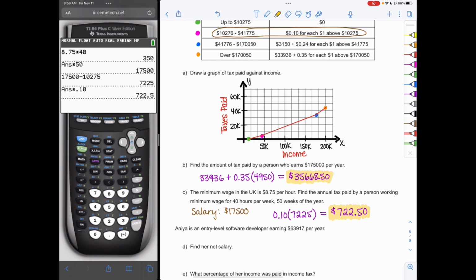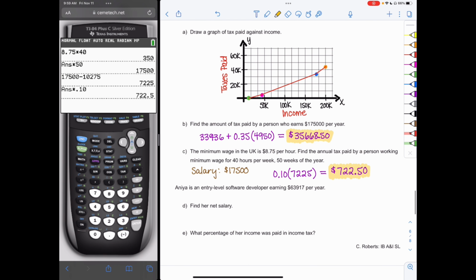Okay, so part D says Anaya is an entry level software developer and she's earning $63,917 a year. Find her net salary. So, net salary means your salary after taxes. So, after you pay your taxes, that's how much money you bring home. It's what we call take home pay. So, if I want to figure out her salary after taxes, I have to figure out how much taxes she's going to have to pay.